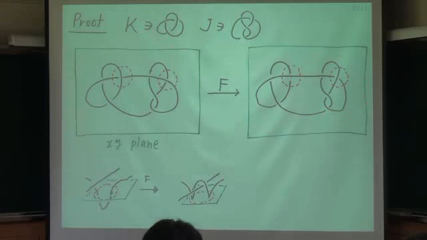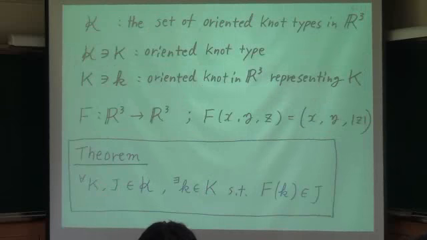So like this, in any case, we may need some more crossings if K and J have high unknotting number. But anyway, this construction shows the previous theorem. So I say that we now prove this theorem. Okay.